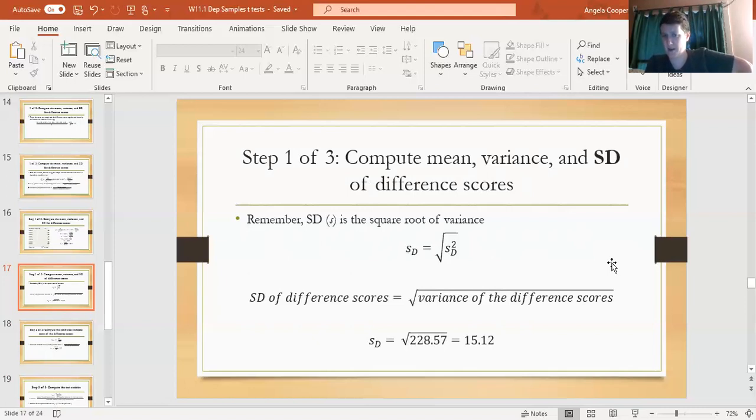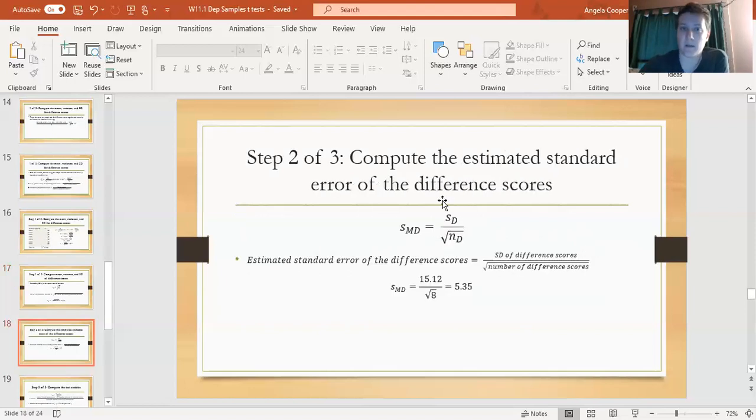Again, I've written out the formula as well as the translation of what those things mean. So SD equals the square root of S squared D. So the standard deviation of the difference scores is equal to the square root of the variance of the difference scores. So we have the variance already, so we just take the square root of that, and our standard deviation of the difference scores is equal to 15.12, square root of 228.57. Okay, so step 1 of computing the test statistic is done.